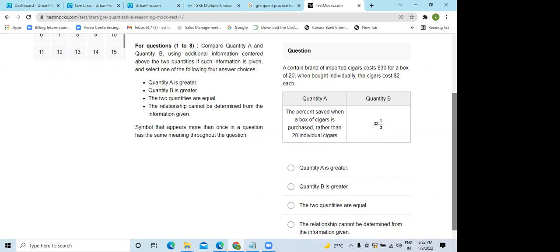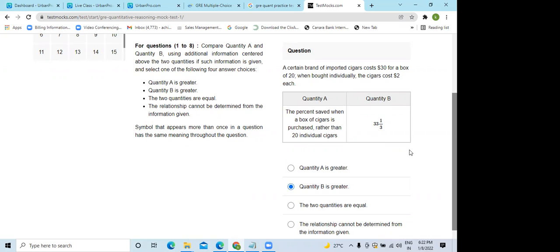So you're going to save 25%. Quantity A will be only 25, and quantity B is how much? 33 and 1/3. So which is greater? Quantity B. That's it. Very simple. Understood?